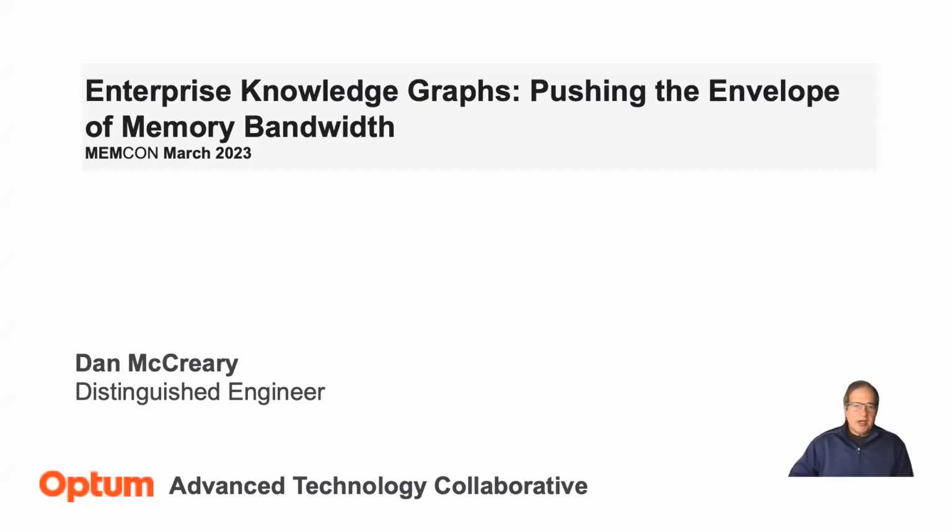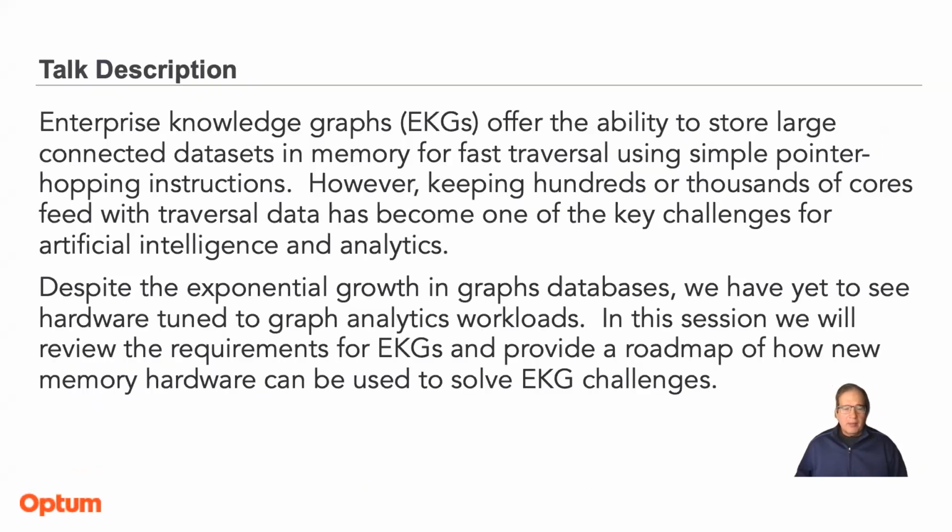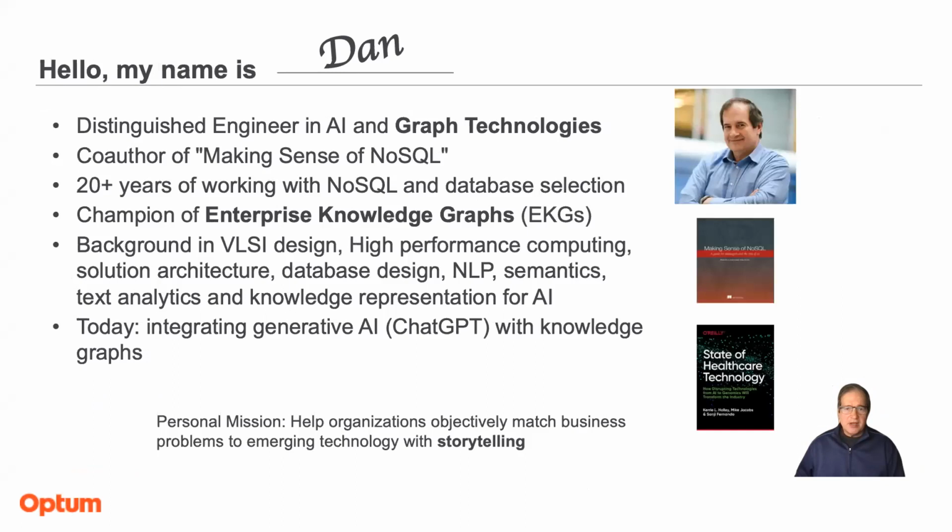Hi, this is Dan McCurry, and today we're going to talk about using enterprise knowledge graphs and the need for high bandwidth memory to the cores of our processors to do really good enterprise knowledge graph traversal. I'm going to talk a little bit about my background in enterprise knowledge graphs and talk about the growth of knowledge graphs, and then go into some of the requirements we have for very fast memory subsystems for these systems.